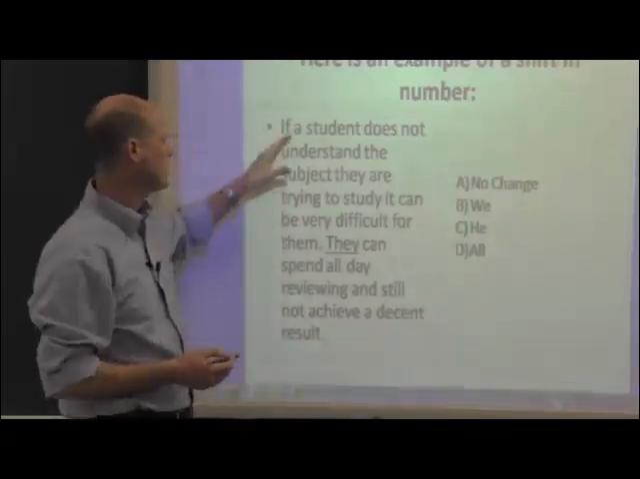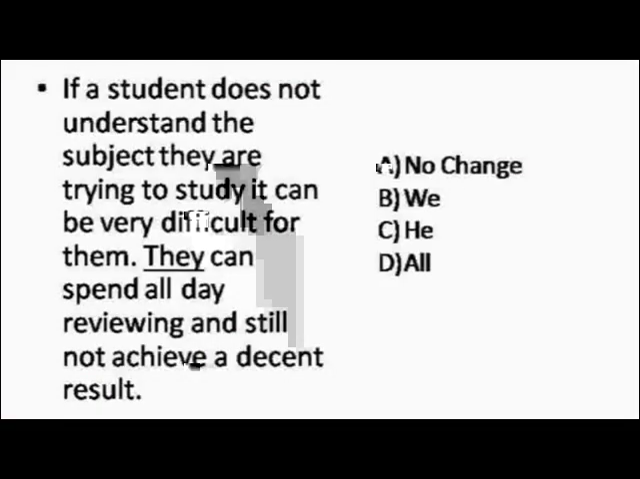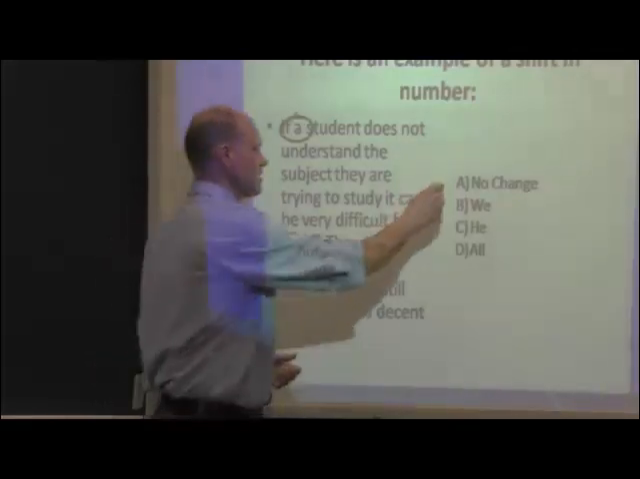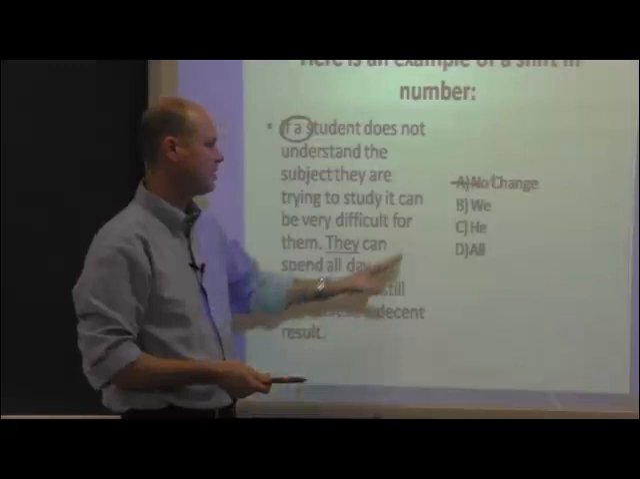But looking again for our clue, is it going to be singular, plural? Is it first person, second person, third person? In the first sentence, they established it singular by a student. But then later in the second sentence, you're talking about they, and they can be a group. So there must be a change. Once again, we'll get rid of the no change. Now, what change should it be?